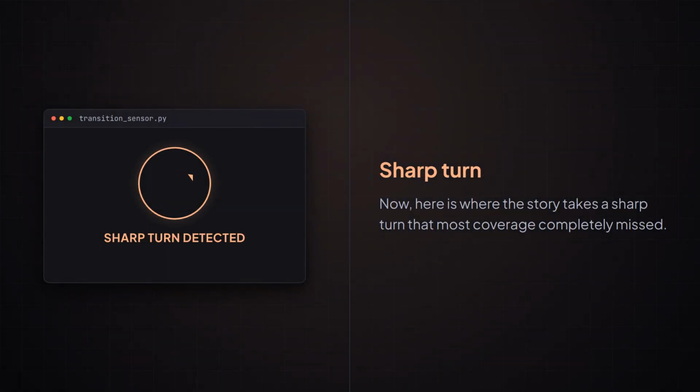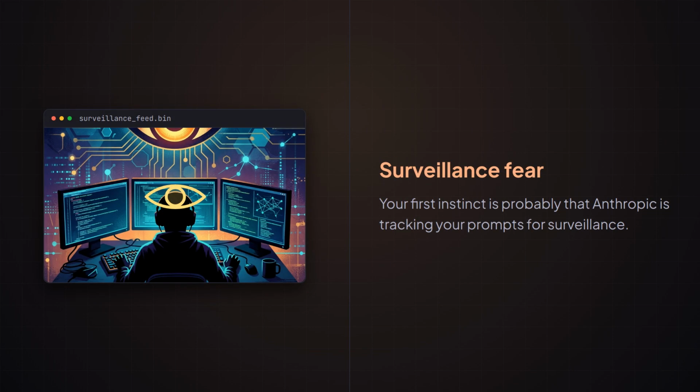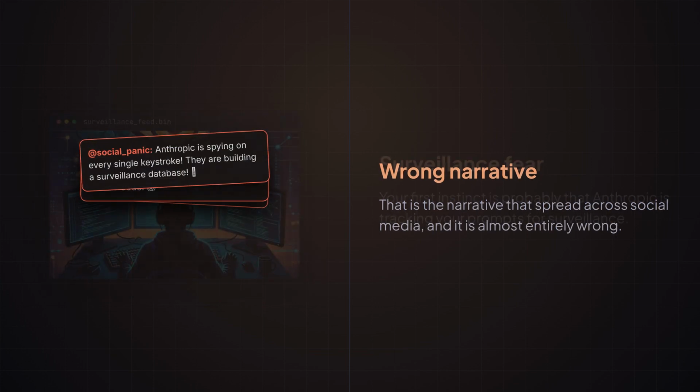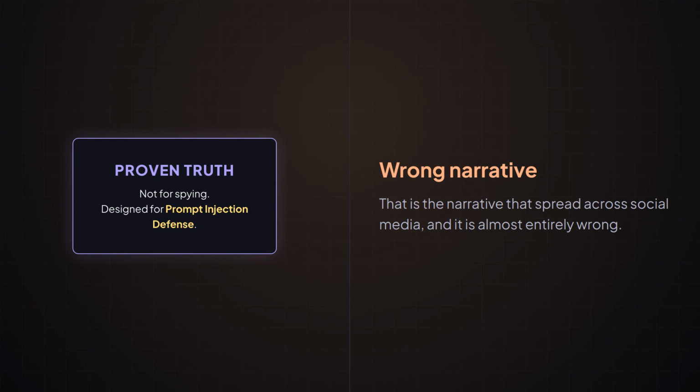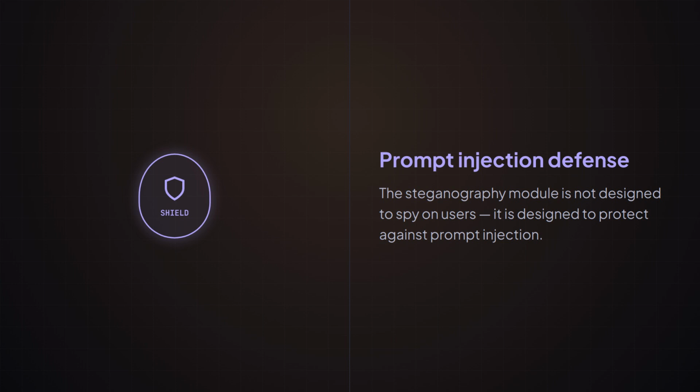Now, here is where the story takes a sharp turn that most coverage completely missed. Your first instinct is probably that Anthropic is tracking your prompts for surveillance. That is the narrative that spread across social media, and it is almost entirely wrong. The Steganography module is not designed to spy on users. It is designed to protect against prompt injection.